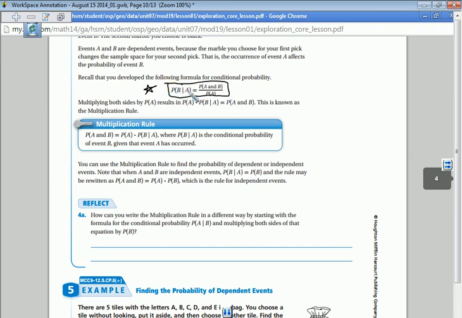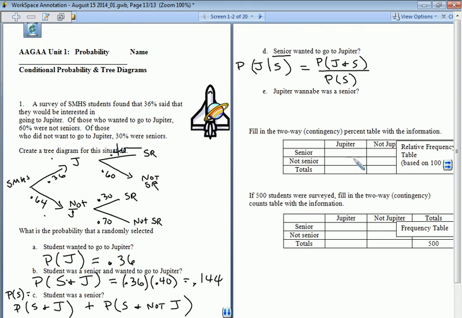The probability of B given A is the probability of A and B divided by the probability of A. But this time, it's not B and A. It's the probability of Jupiter and a senior. So the condition is senior. So this is a conditional probability. Jupiter given senior. It's the probability of Jupiter and senior over the probability of senior. We've done Jupiter and senior. What was Jupiter and senior? 0.144. And we just did probability of senior.